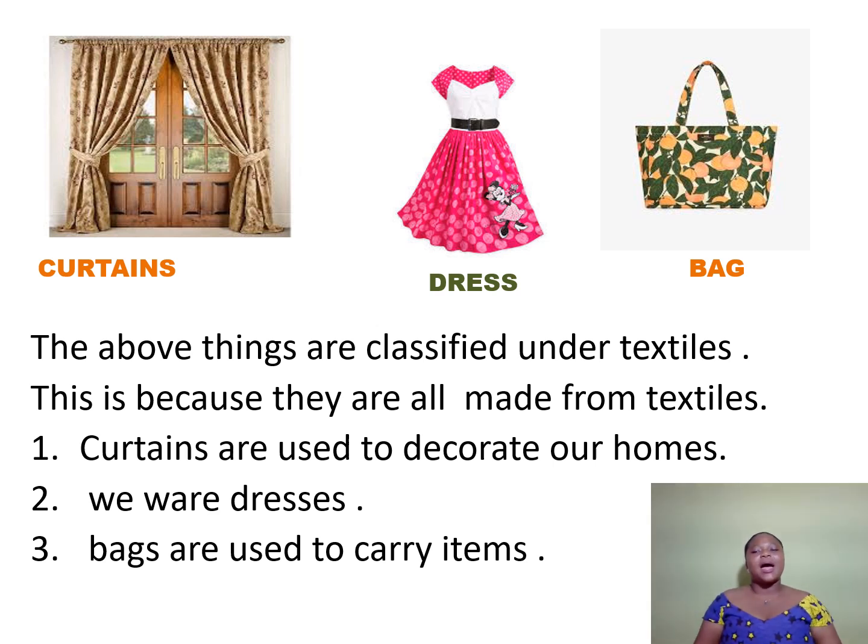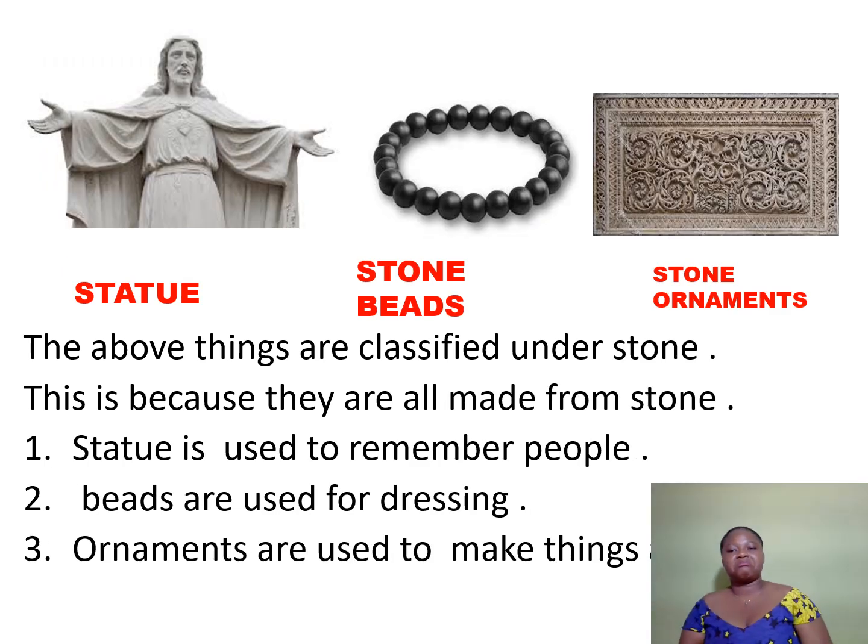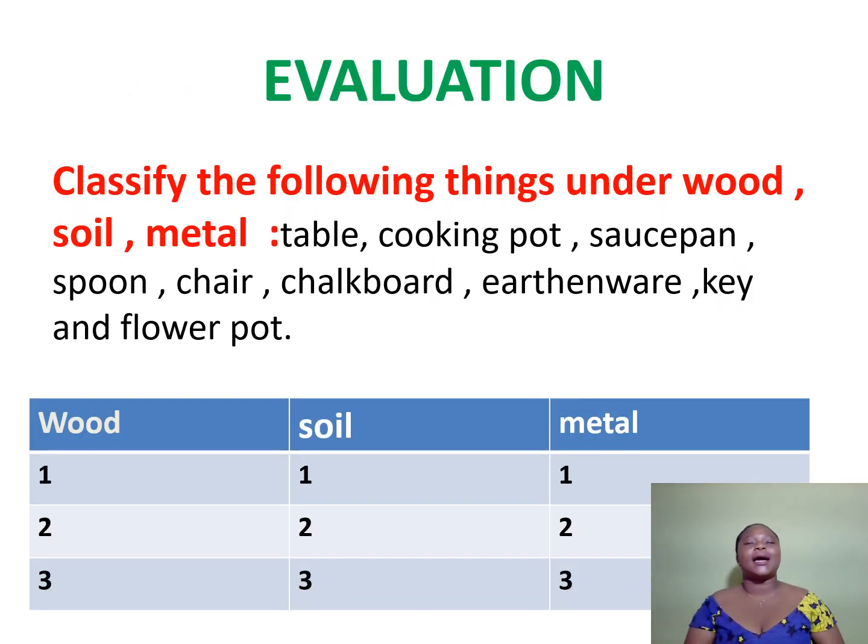Bags are used to carry items. Bags are used to carry what? Items. Do you have a bag? What do you use it to carry? Your books. Ornaments are used to make things attractive. Have you seen it before? Yes. Ornaments are used to make things so attractive. So this is all what we did today. Characteristics of what? Materials. Let's take our pencils to write the following questions down.